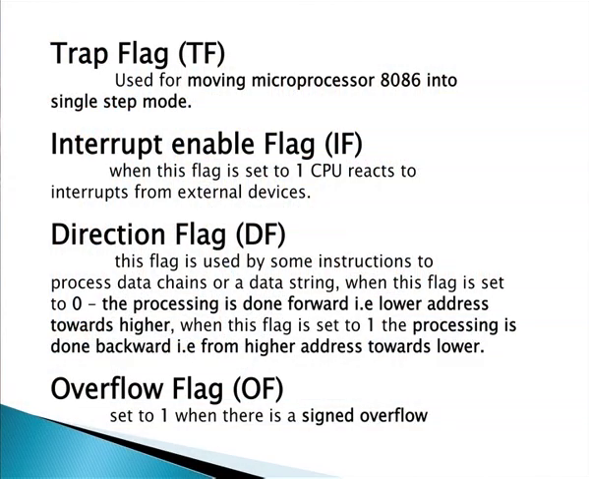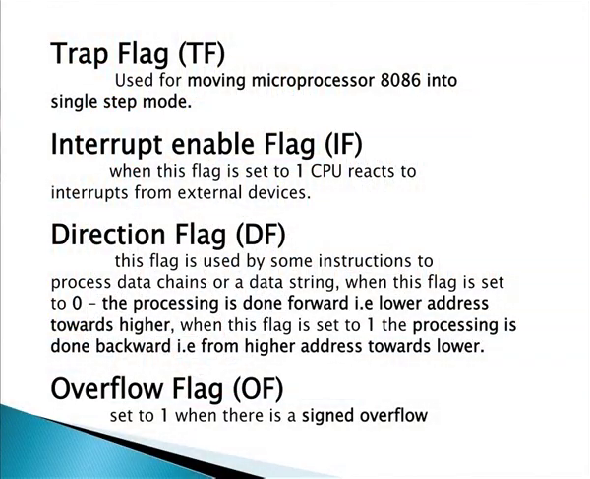Now, next we come to trap flag. This is used for moving the microprocessor 8086 into single step mode. When a trap flag is set, it means after the execution of an instruction, an interrupt will be generated. Again, when this interrupt service is complete, the microprocessor goes for the next instruction execution. We can say when trap flag is set, the microprocessor works in the single step mode. It will execute an instruction, then it will service the interrupt, then it will again execute an instruction, and so on.